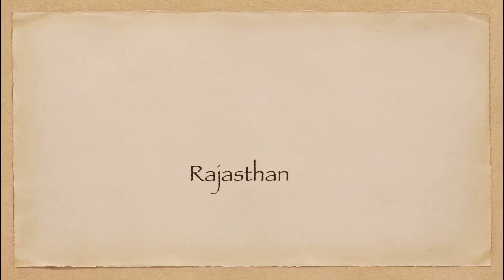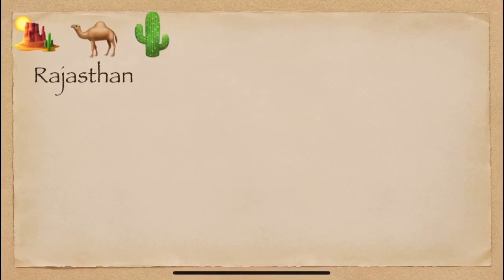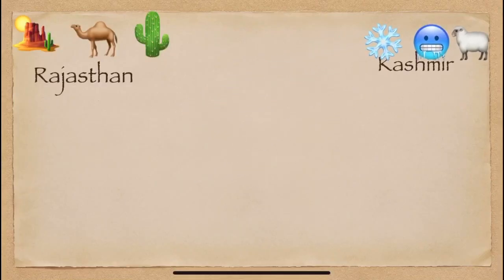Now, moving forward, when you hear the word Rajasthan, what comes to your mind? Deserts, camels, cactus, beautiful colored clothes, and so on, right? Similarly, when you hear the word Kashmir, what comes to your mind? Snow, low temperature, sheep, people wearing woolen clothes, right? And finally, when you hear the word Kerala, what comes to your mind? Coconuts, beaches, beautiful plantation, right?